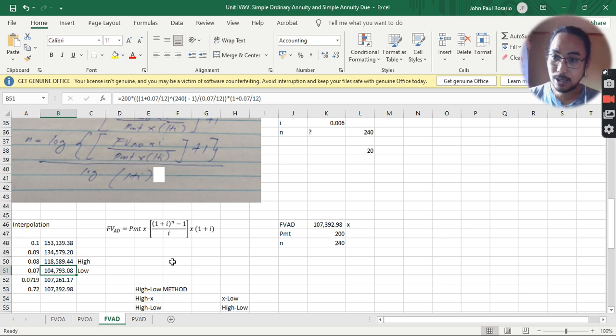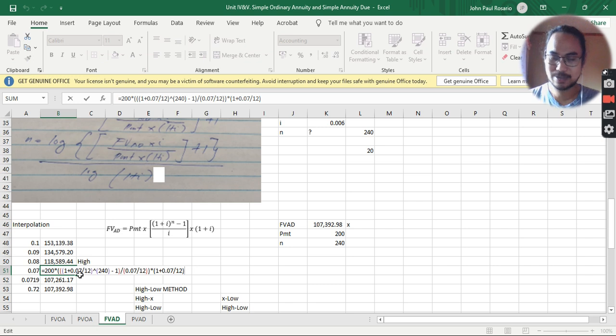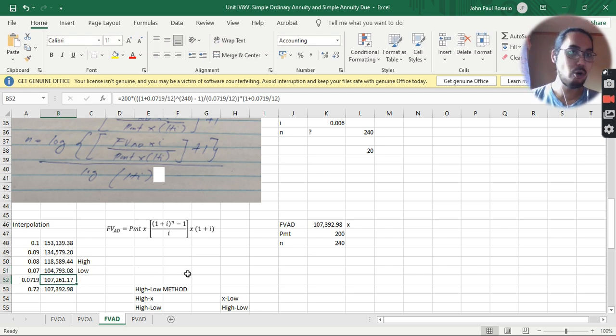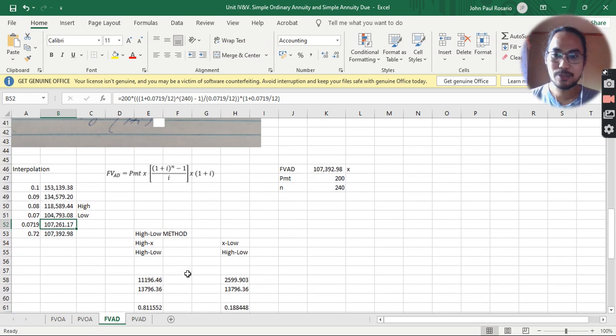So our goal is 107. At 7%, 0.07 over 12, we have 104. So our goal here is 107, meaning our goal is in between 8% and 7%. Okay? So with that, we can now use our high-low method. With our high-low method, our high here is of course 118, our low is 104, and our X is 107, the goal amount.